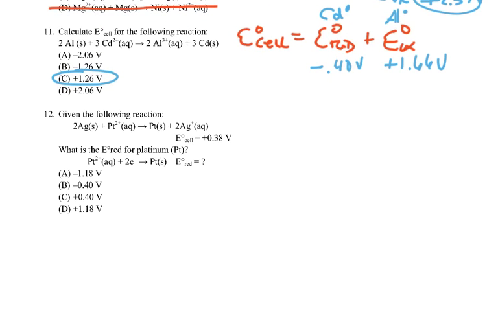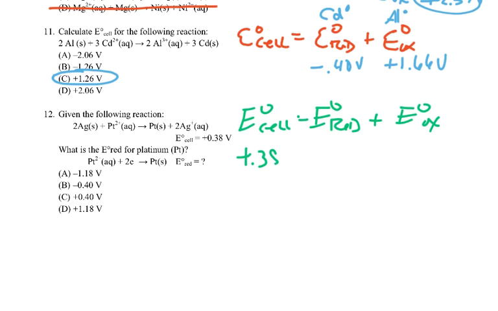Okay, number 12, given the following reactions, what is the E reduction for platinum? So we're going to do the same thing we just did above here. The E of the cell equals the voltage of the reduction plus the voltage for the oxidation. Now they are telling us a couple of things. They're telling us the cell is positive 0.38 volts.